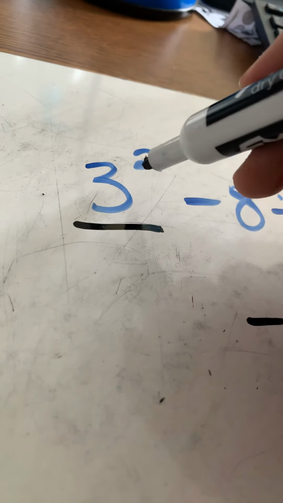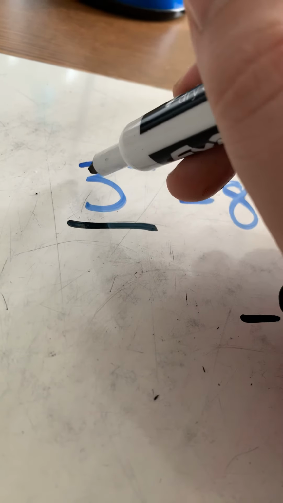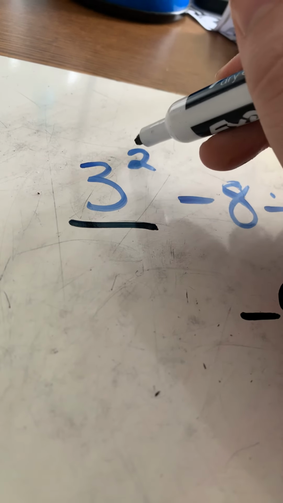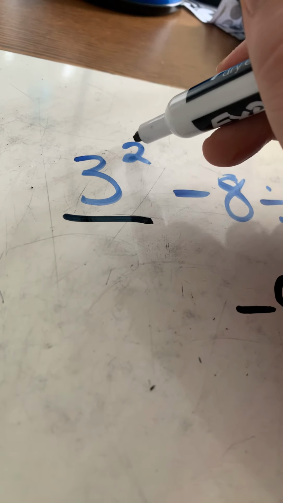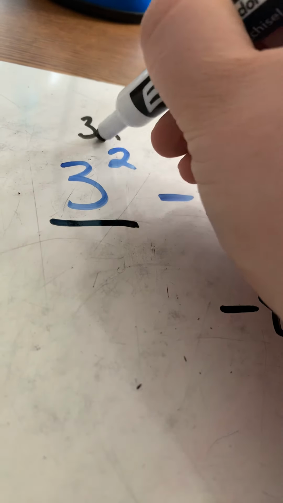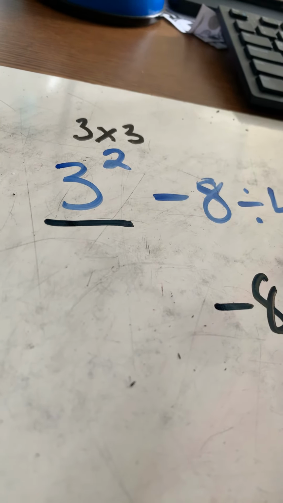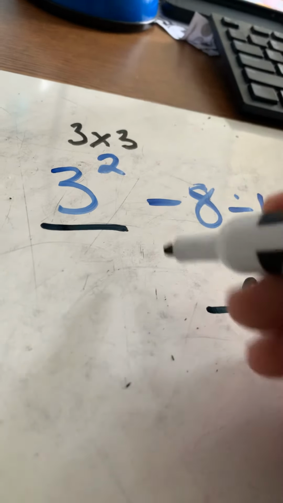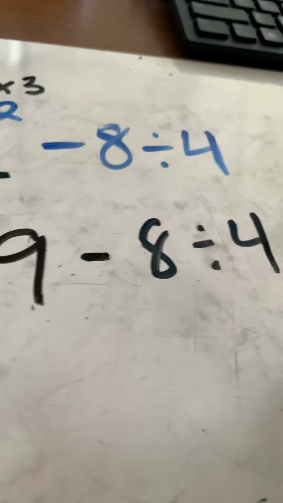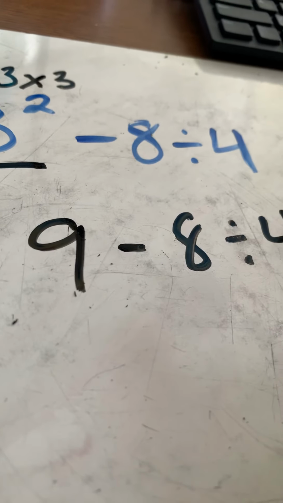The way I get rid of this is the larger number, I call this my base, that's the number I'm going to multiply. My smaller number up here, my exponent, is going to tell me how many times I'm going to multiply. I'm not going to multiply 3 times 2. So that reads as 3 times 3. So I have 3 times 3 is 9 minus 8 divided by 4.